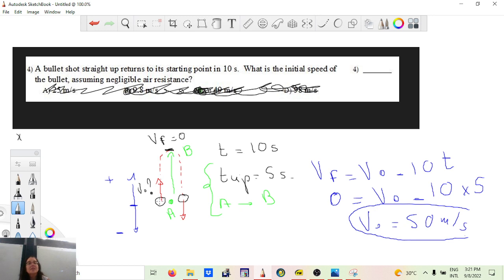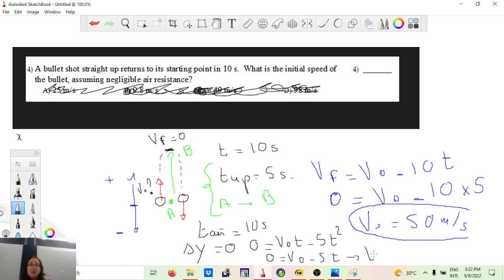But someone decided that instead of taking the whole motion, they would take half of the motion. So if the whole motion is 10 seconds, half of the motion is 5 seconds. But now you don't have to do that. If I take the whole motion, T is 10 seconds. In that case, delta Y equals zero, okay? Displacement is zero. So then I can use the equation zero equals V zero time minus 5 T squared. And that means zero equals V zero minus 5 T. And you will find the same thing.